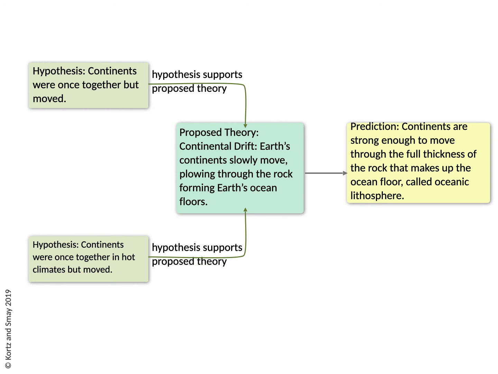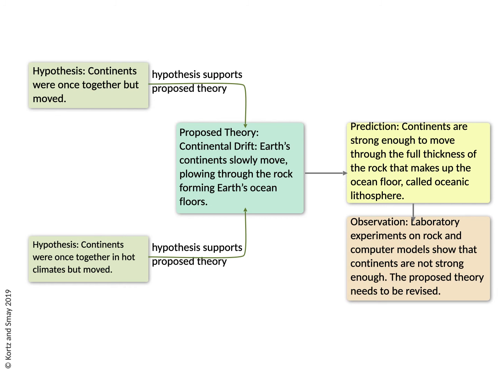This prediction led to laboratory experiments on rocks, and both experiments and eventually early computer models in, say, the 1950s and 60s demonstrated that continental rocks were not strong enough to plow through oceanic rocks. These observations directly contradicted the mechanism of continental drift theory, and so it was not accepted by the scientific community. Again, scientists changed their minds in light of new information.